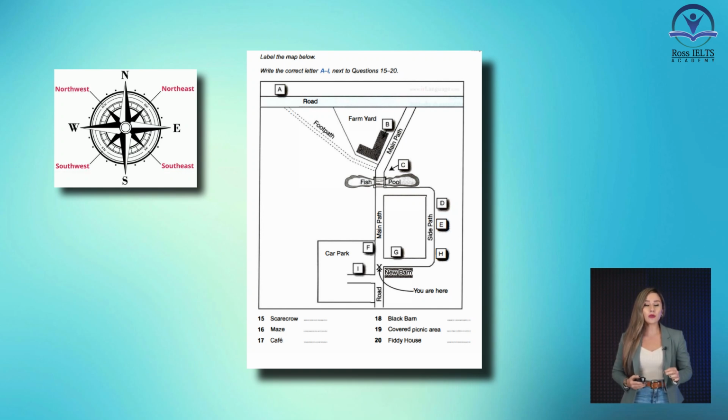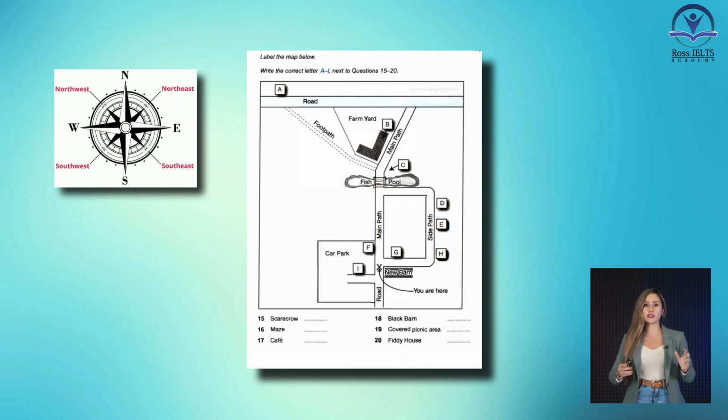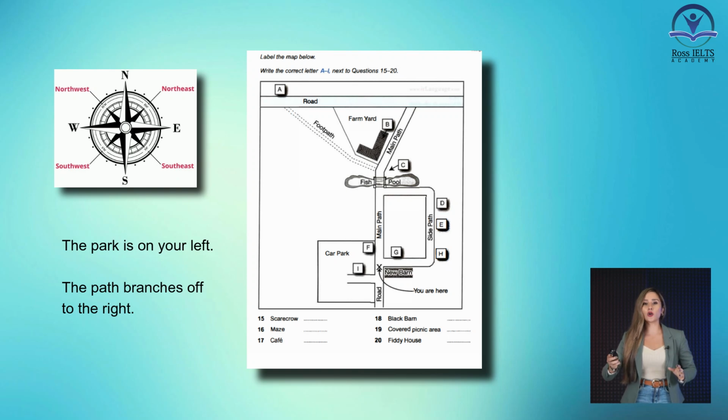So in the map, you will hear, for example, walk to the southwest of the new barn. Or the cafe is located at the north entrance to the farm. Sometimes, however, you don't have such directions and you will just hear, for example, the park is on your left. The path branches off to the right.